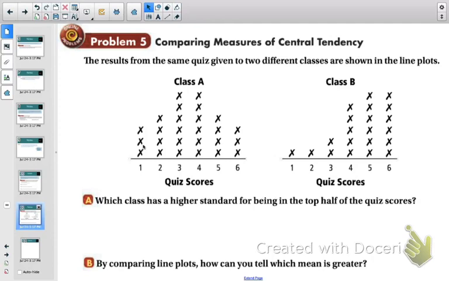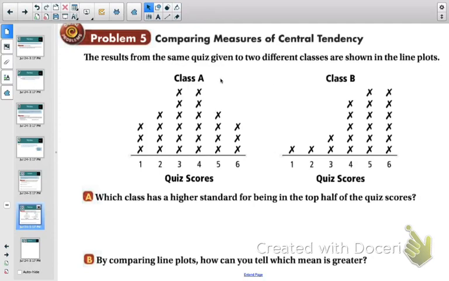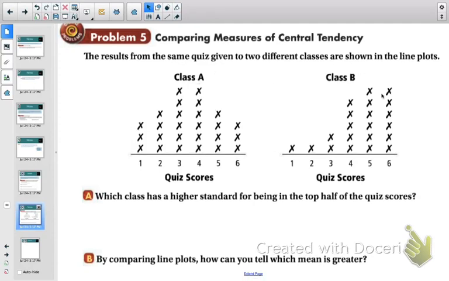Okay, this one, the results from the same quiz given to 2 different classes are shown in the line plots. Which class has a higher standard for being in the top half of the quiz scores? So when it says top half, okay, that's basically asking you to find the median. Which one has a higher median? Okay, so if you look at this one, well, again, it's perfectly symmetric, so your median's going to be right in the middle here, about 3.5. This one is not symmetric, so you have to kind of find the median here.